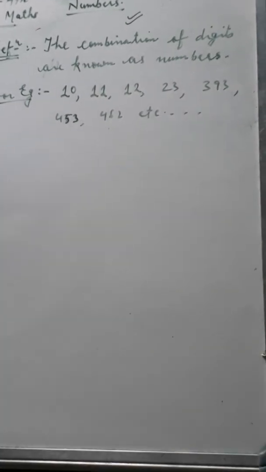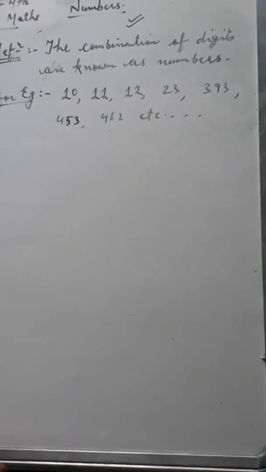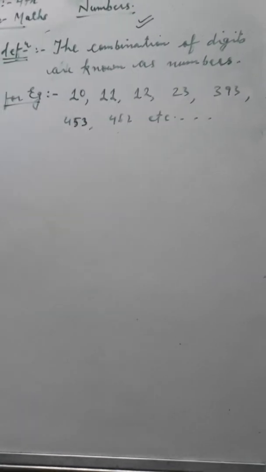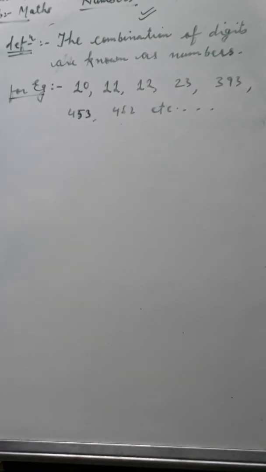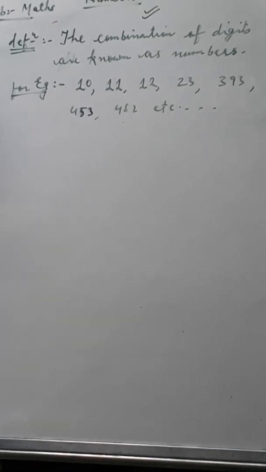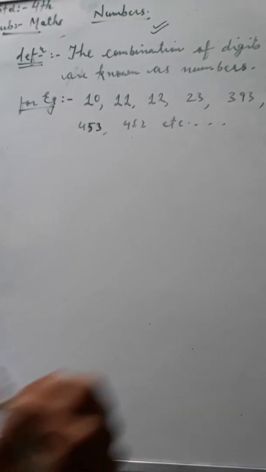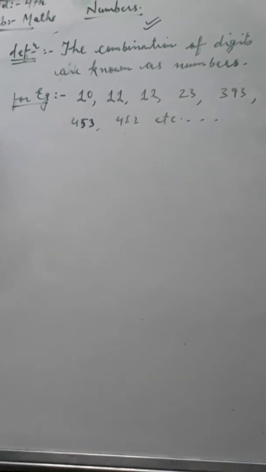That is 10, that is 11, that is 12, that is 23, that is 393 and so on. It totally depends upon us how many digits we combine to get a number. हम लोग कितने digits को combine करते हैं numbers पाने के लिए. It totally depends upon us.